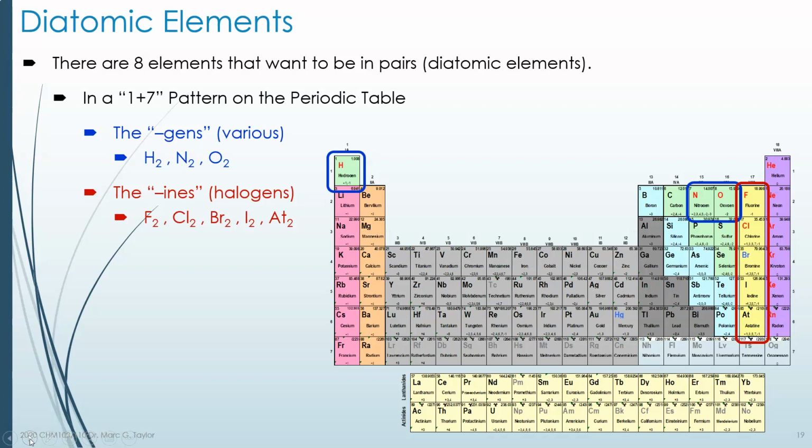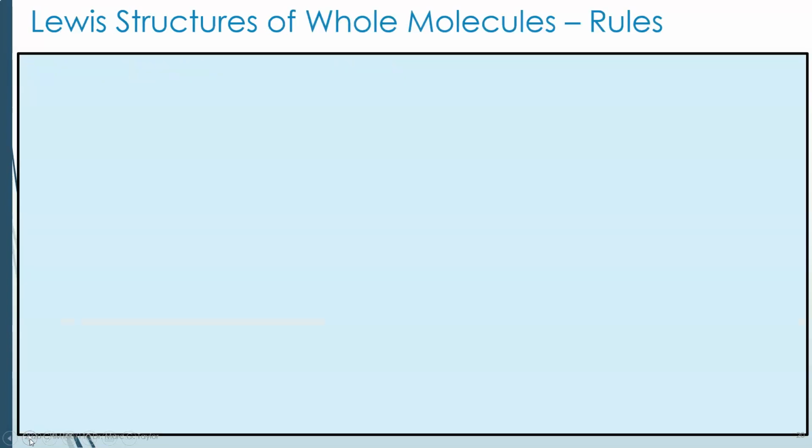So we have these 8 elements, the 1+7 pattern. It's easy to find. They're all found as diatomics. And so our next module will be talking about how to actually draw those structures. Those structures with all the dots of electrons are called Lewis structures, and we'll stop here.